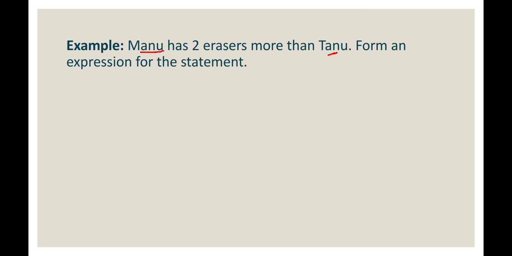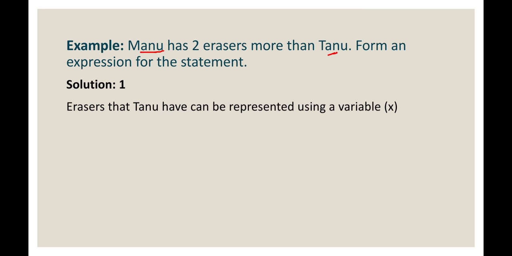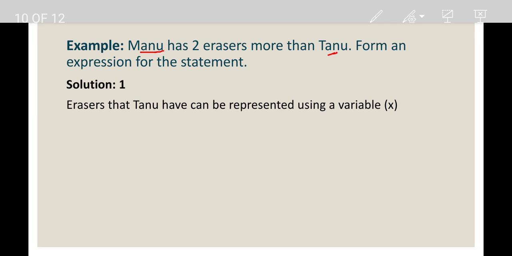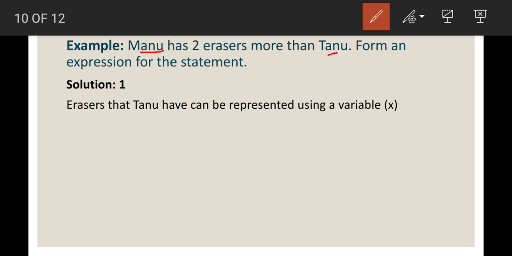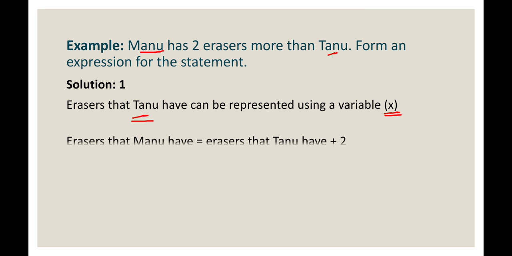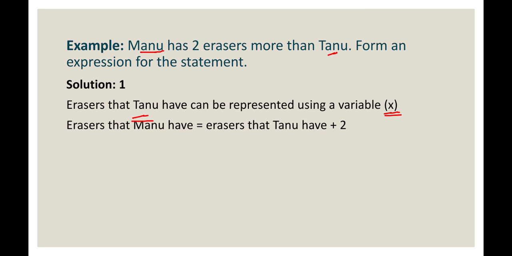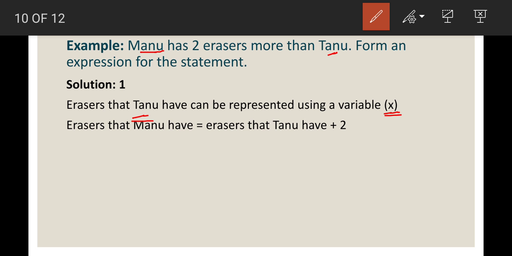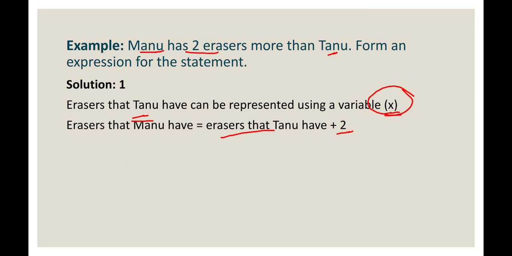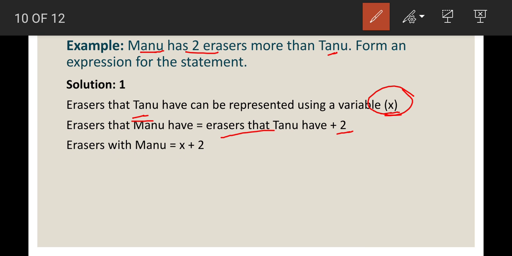So first solution: suppose the erasers that Tanu has are represented by the variable x. Suppose I am representing the variable x for Tanu's erasers. So how is the expression forming? Manu has 2 more erasers than Tanu, that is erasers of Tanu plus 2. Here we are taking Tanu's erasers as x, so it is represented with the help of a variable and a constant: x plus 2.